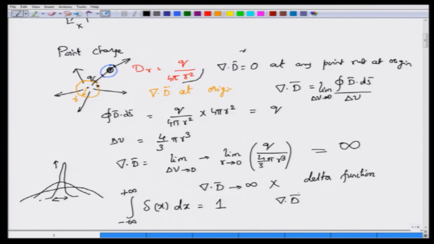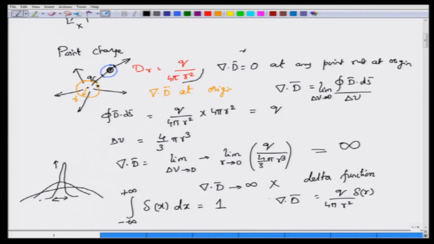In terms of this delta function, you can show that the divergence of the D field at the origin will be given by q by 4 pi r square. Okay. If you just leave it like this, obviously this is going to go to infinity at r equal to 0, which is the origin where the charge is kept. Therefore, you multiply that by delta of r, okay, and you will interpret this result as follows.